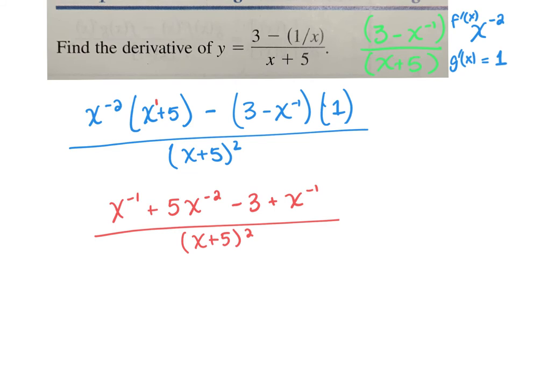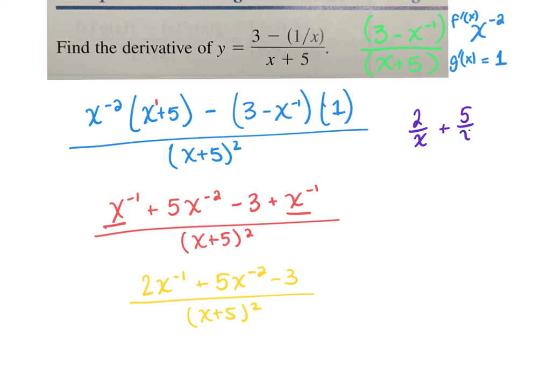You want to combine these guys, right? So I have a 1x to the negative 1 and a 1x to the negative 1. So I have a 2x to the negative 1 plus 5x to the negative 2 minus 3, all over x plus 5 squared. So now I'm going to put it in positive exponential form. So I'm going to rewrite this to 2 over x plus 5 over x squared minus 3.